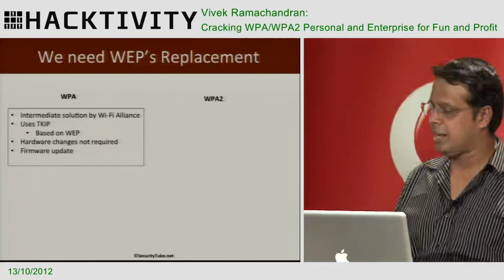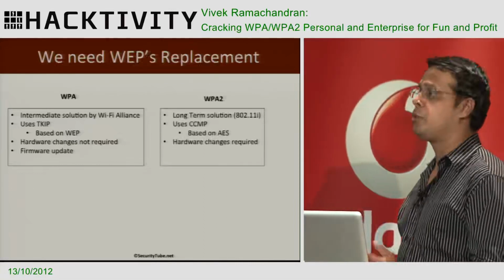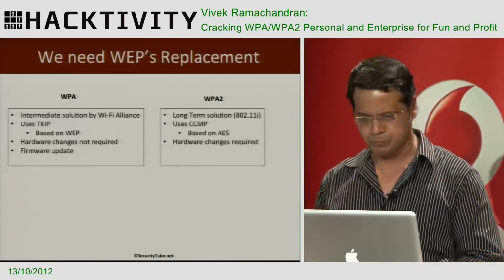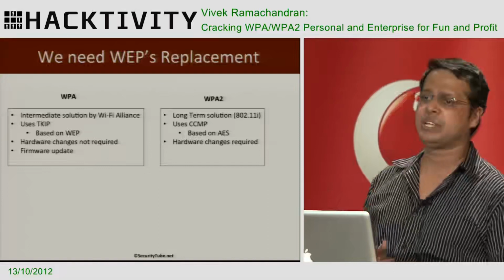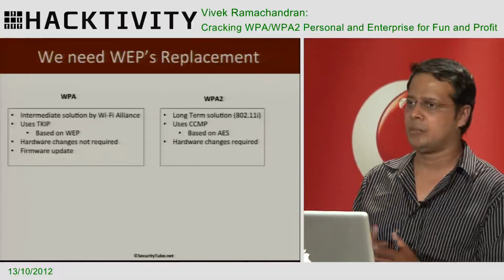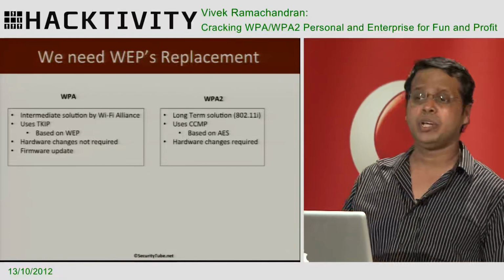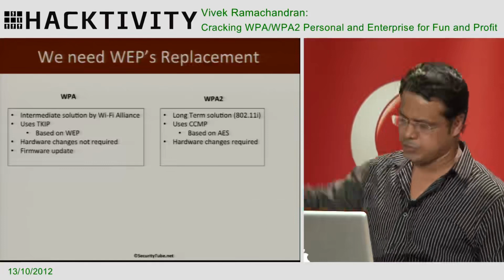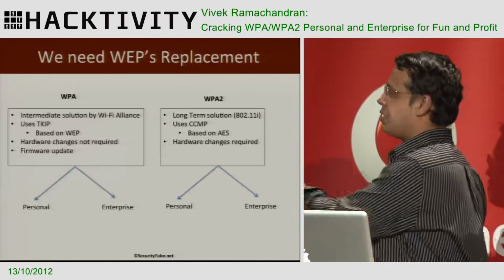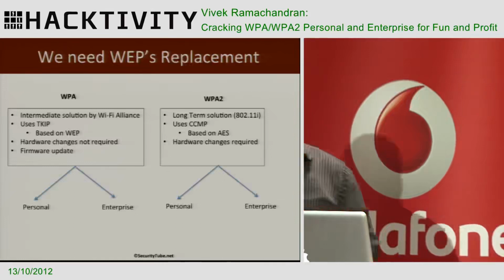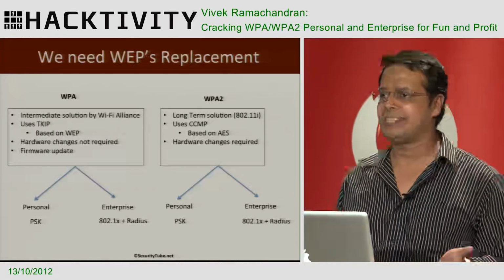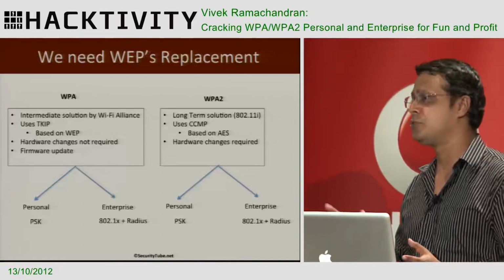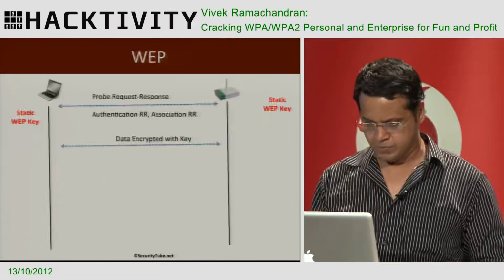However, the whole alliance also started working on WPA2, which was the long-term solution called the 11i standard. Now, WPA2 was to be based on CCMP, which is based on AES, unbroken at this point. And for WPA2, hardware changes are mandatory. Now, when you look at both, each of these has a personal and enterprise edition. The personal edition is what we all call PSK, right? Pre-shared key, which we use in our homes. And enterprise is what uses 802.1x and RADIUS.